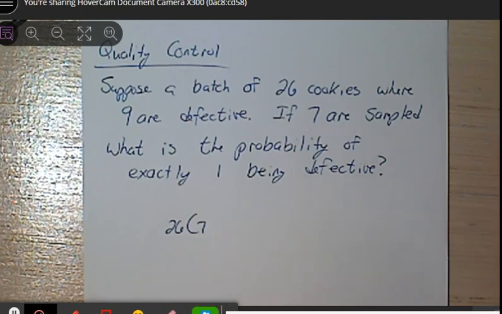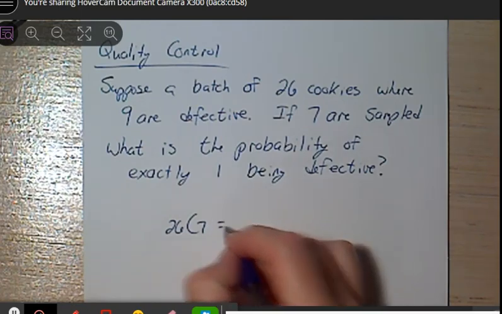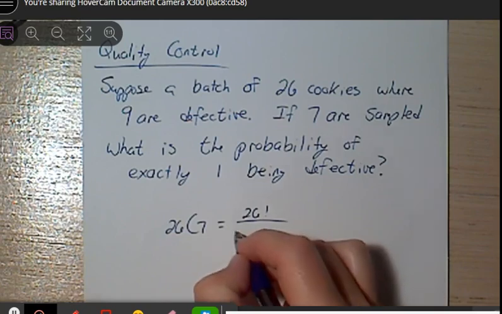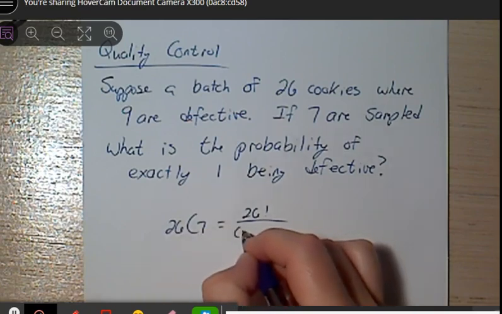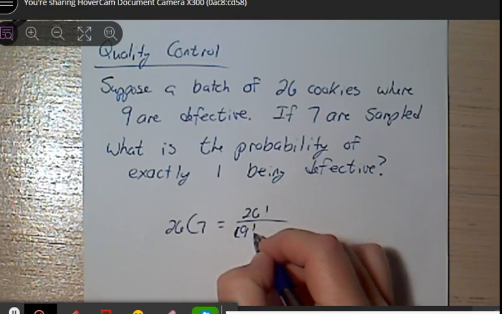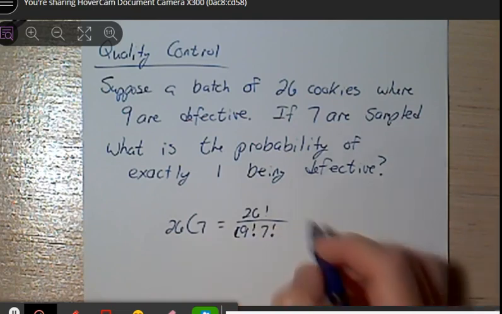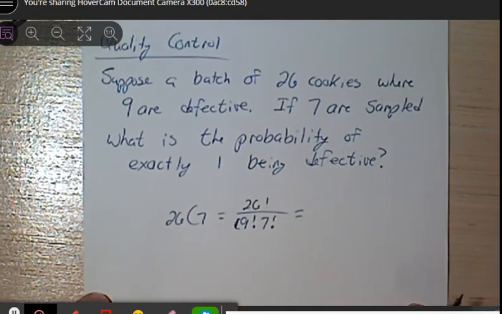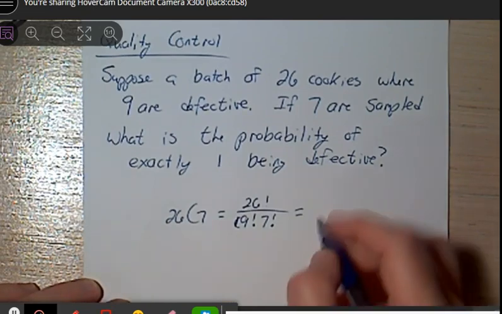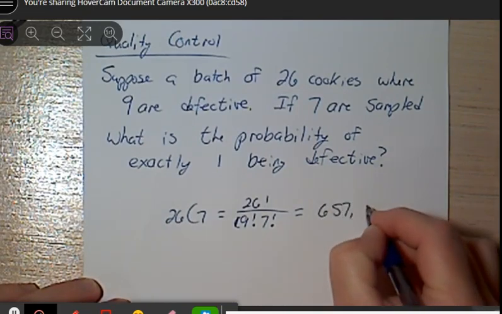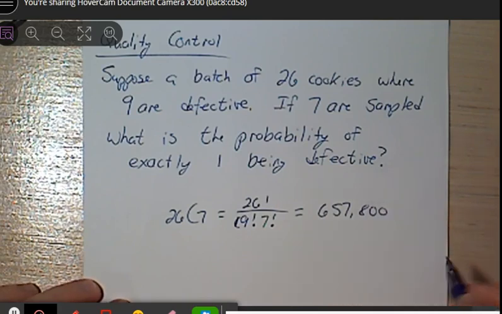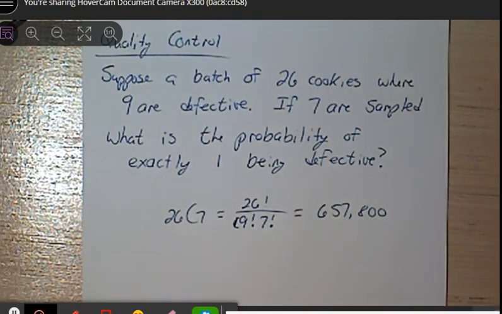Okay, and just to save us a little bit of time, this is again where you go back and plug it into your formula. It's 26 factorial over 26 minus 7, which would be 19 factorial, and then 7 factorial. Okay, work all that out. We get that there are 657,800 ways that you could sample those cookies. So if you think about the problem before, that's the number that's in our sample space.